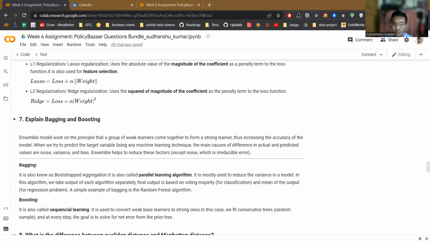Now the second one is boosting. It is a sequential learning. In this case, the shortcoming of the current model is overcome by the next model, and the shortcoming of the next model is again overcome by the next model. In this way, we can convert a weak base learner into a strong one.